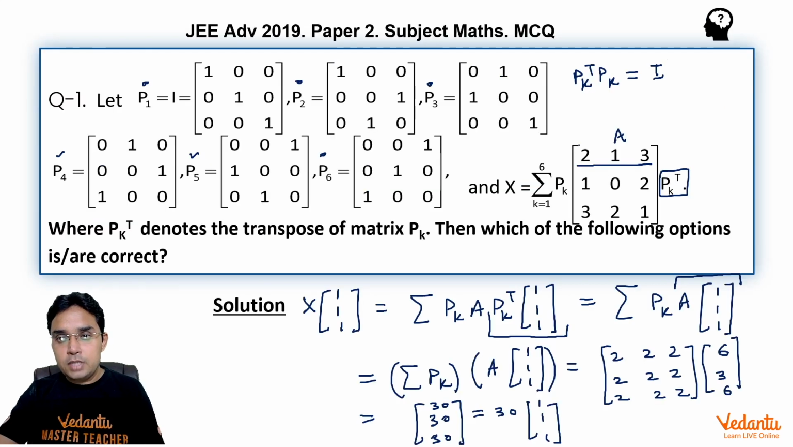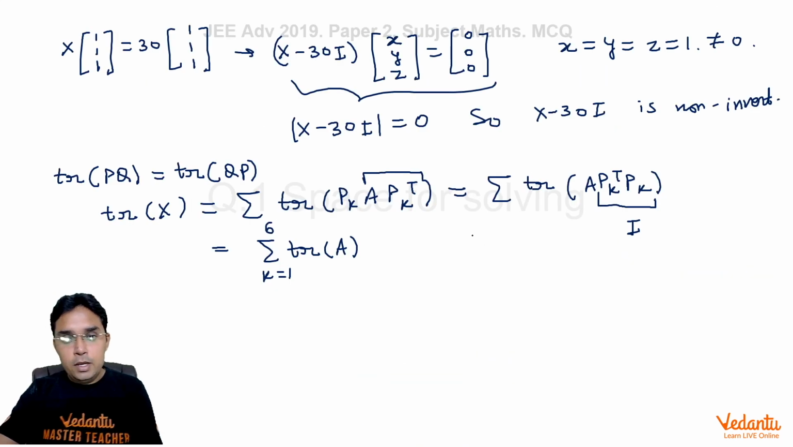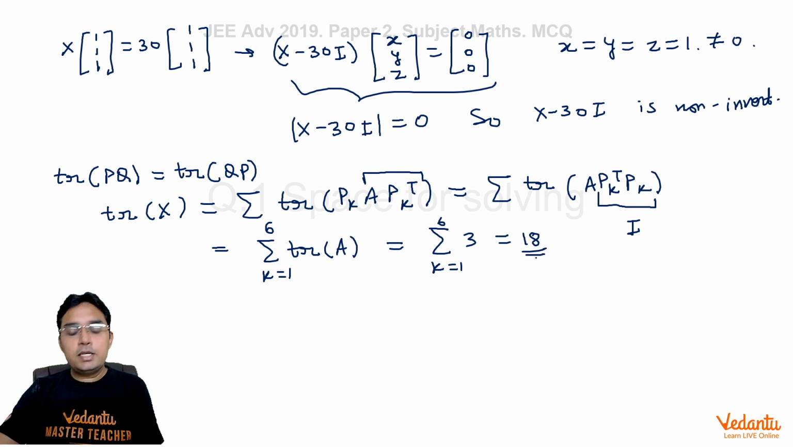And trace of A is 2 plus 1, that is 3. So this 3 should be added 6 times, k from 1 to 6. So this will become equal to 18. So the answer of this question is definitely equal to 18.